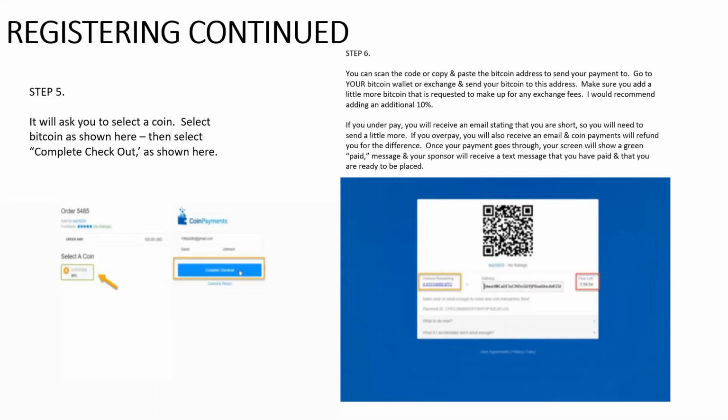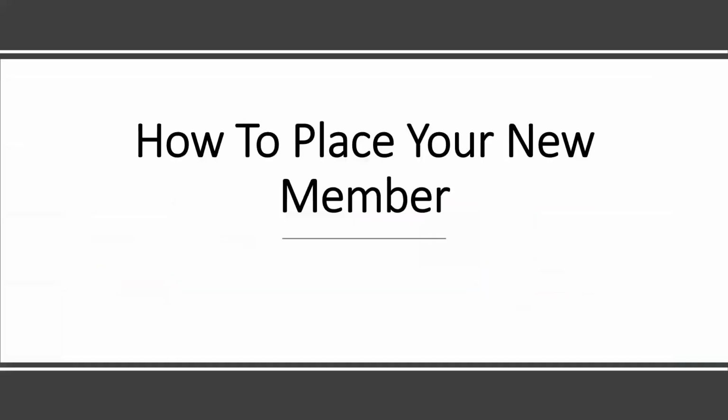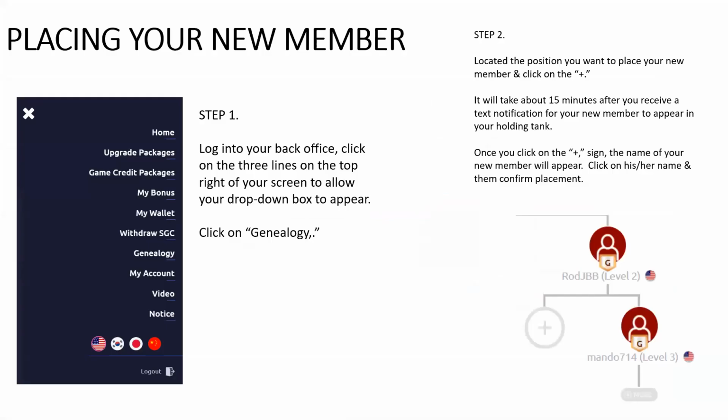Once it's paid, a green screen will come up. It'll say paid right there in green. Then after that happens, your sponsor will receive a text message that you have been paid and that you're ready to be placed. So now that you're paid, you're ready to go. Your text was sent to your sponsor. Now your sponsor, if you're the sponsor, watch for the text message. About 15 minutes after you receive the text message, you should be able to place your new member.